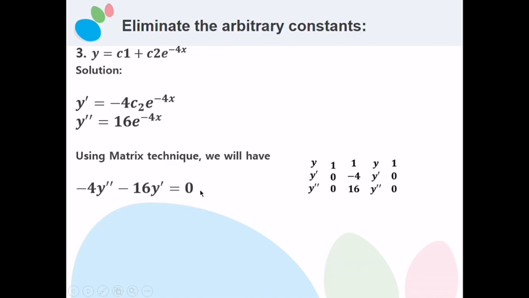So I think there are some methods to eliminate the c sub 2 or the arbitrary constant. Just use the elimination or substitution, so you can use other techniques. But then, this is already our final answer. If we're going to divide all terms by 4, we have y double prime plus 4y prime equals 0. So this is already our final answer.